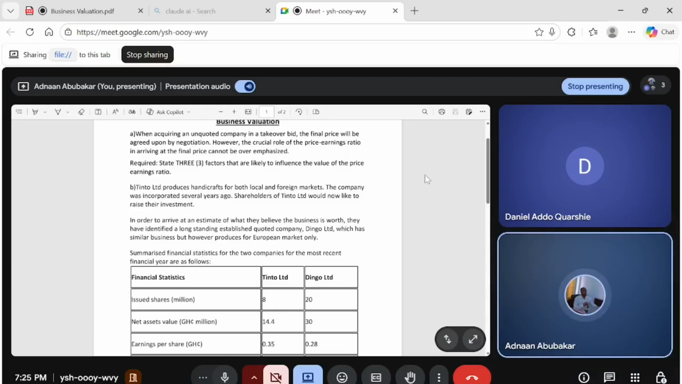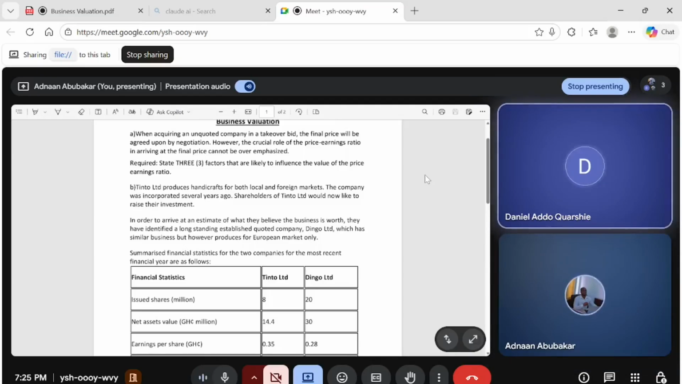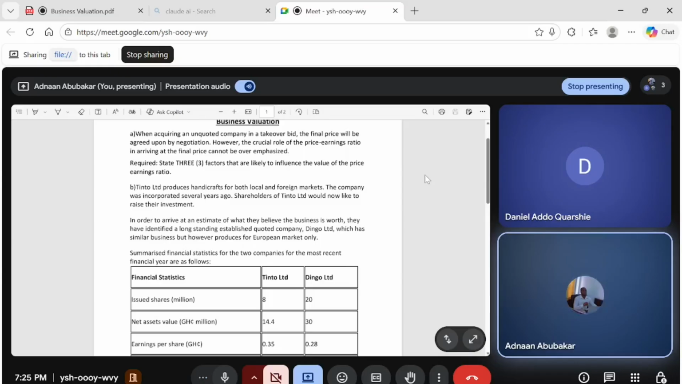Our first lesson on this company, Tinto Limited. Can you see it on the board? Yes. I have the printout, so that's good. So look at the Tinto Limited.